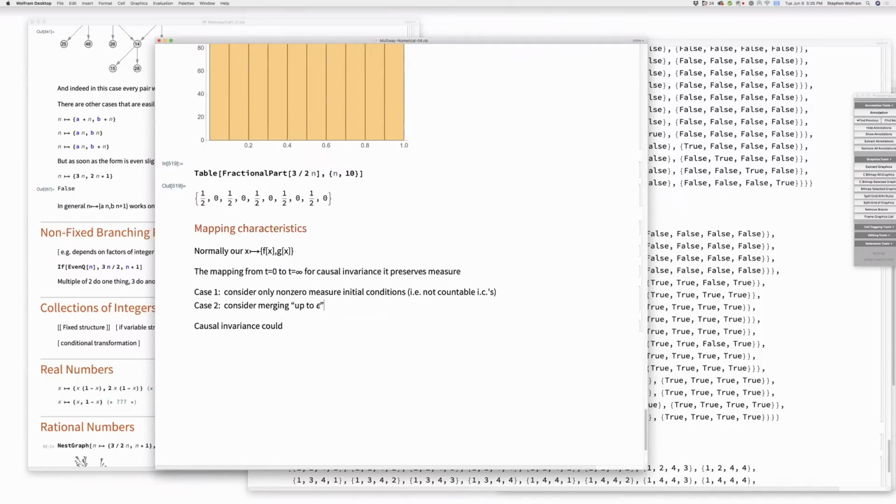Okay, let's think about merging up to epsilon. How do we think about that? Essentially what we're doing is we're fuzzing out the tree and saying there's a catchment area for every branch: if it ever gets nearer than epsilon to another branch, it's captured. Insofar as we've thought about using multiway systems as models of machine learning systems, that will be an interesting way to do that.